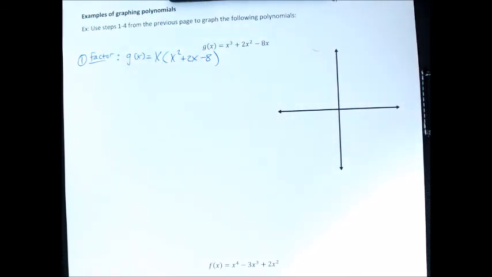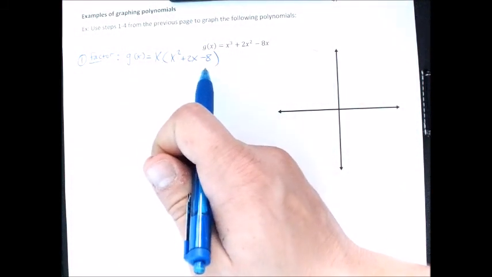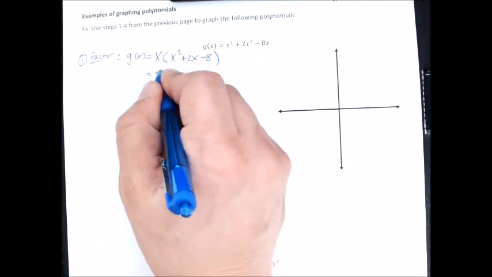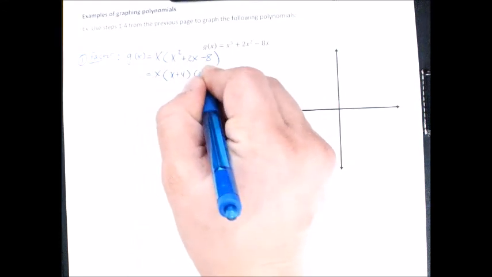And this is directly from the factor section. And then once we do that, we have a quadratic that we can factor, right? We can factor x squared plus 2x minus 8, and we can factor that into x plus 4, x minus 2.